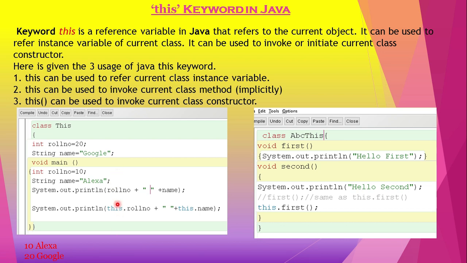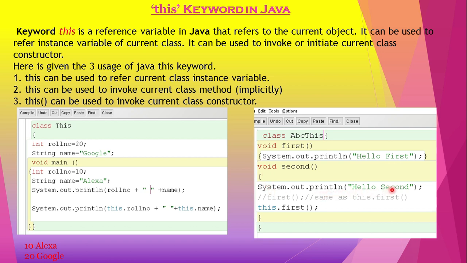This I told you. See the next one now. This can be used to invoke current class methods, implicit calling, not explicit. Implicitly, when we call any class method, knowingly or unknowingly the this keyword is applied. So let us see the example. void first, System.out.println hello first. This is a small method and this is another method. Both methods are written with the void keyword. That means it does not return any value.